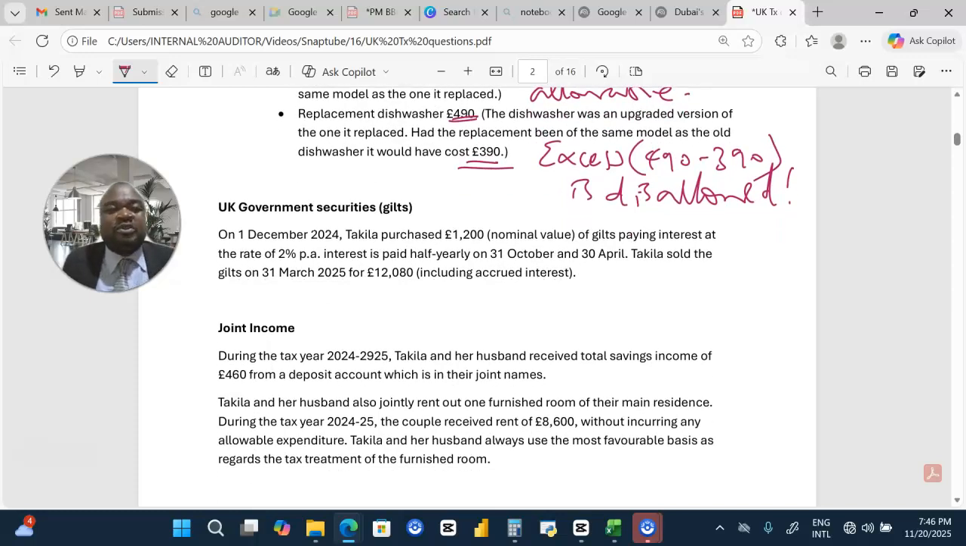Let's move on to the gilts, the government securities.